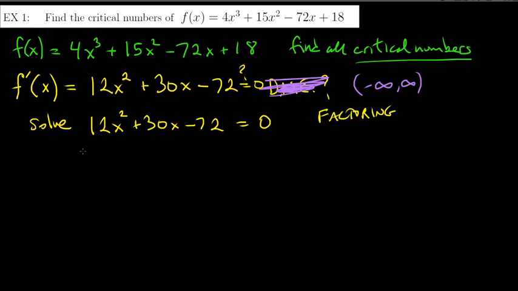Okay, so I think all of these are divisible, let's see, not by 12, but by 6. So I'm going to factor out a 6, leaving us with 2x squared plus 5x minus, is it 12? Yeah. 6 times 12 is 72, right? So the 6 does not equal 0, right? So we can divide by 6 if you want. I'll leave it there for now.